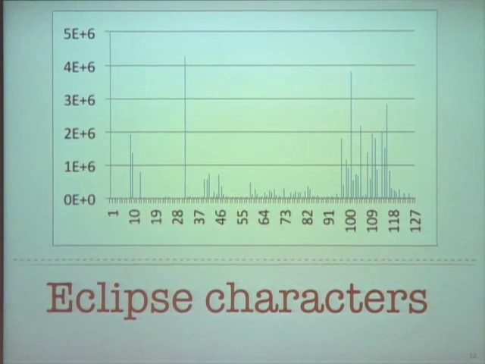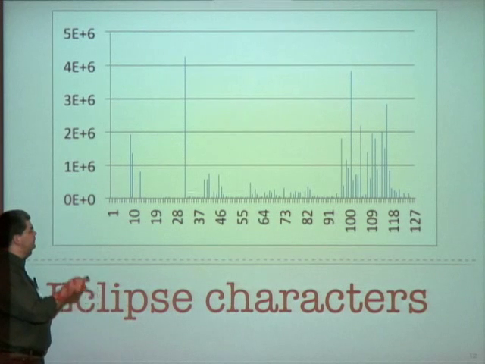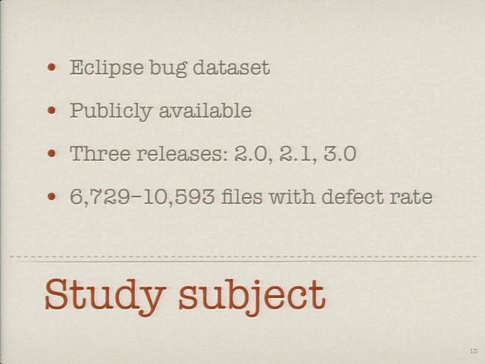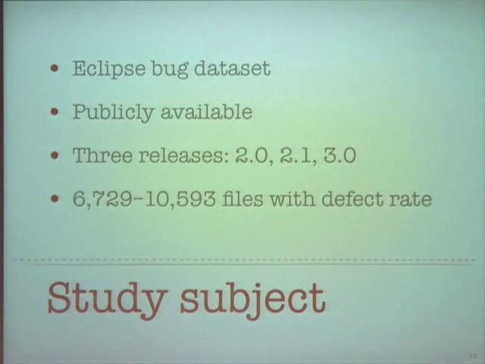This difference in distribution actually points to the concept that we may be able to look at this distribution of individual characters in source code in order to come up with empirical findings on them. So what we looked at is the publicly available Eclipse bug dataset. This is available for download for anyone, and plenty of people have worked on this. It comes in 3 releases, from 2.0 to 3.0, and it consists of between 6,000 files in the early releases and 10,000 files in later releases, each file with an individual defect rate, which means the number of defects which have been fixed in the appropriate file over time.